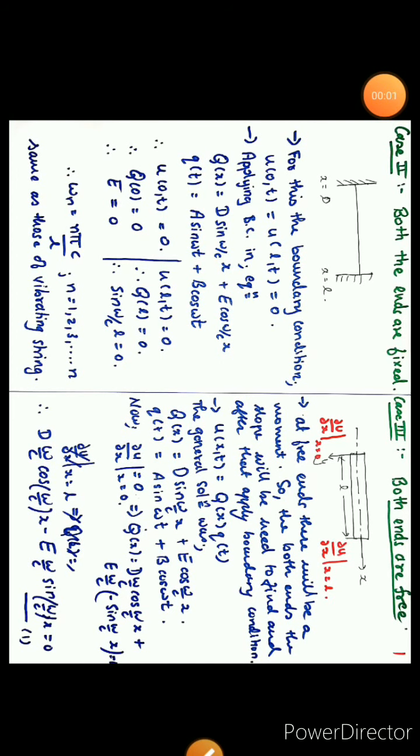Fanil Desai here. Today we'll be continuing with the topic longitudinal vibrations of the beam. Previously we ended with the longitudinal vibration of a beam where one end was fixed and the other was free. Now in case 2 we'll be looking at both the ends in fixed condition.